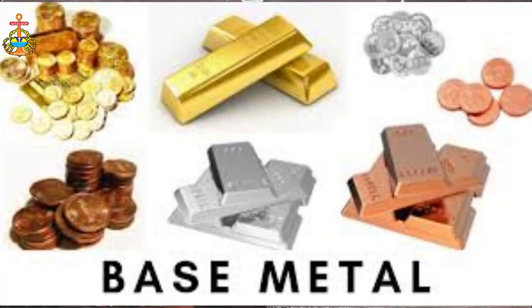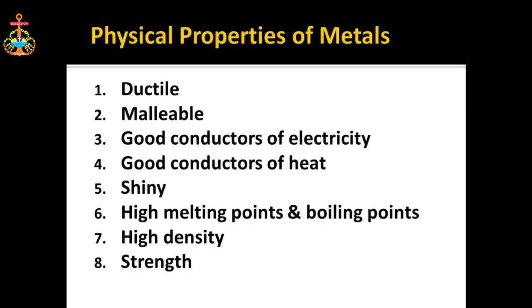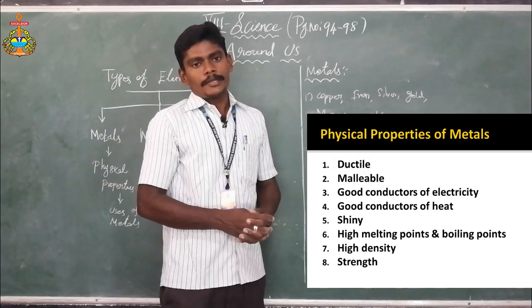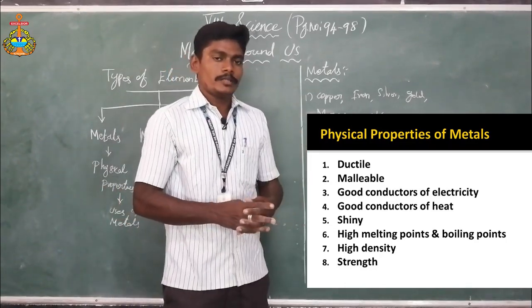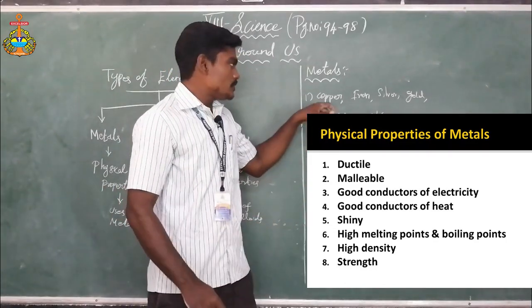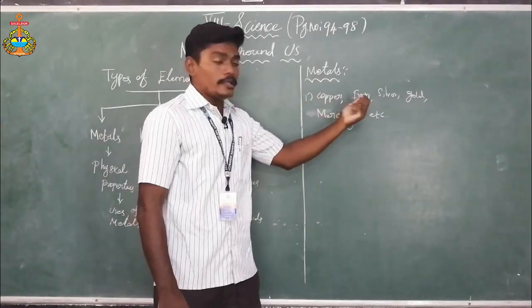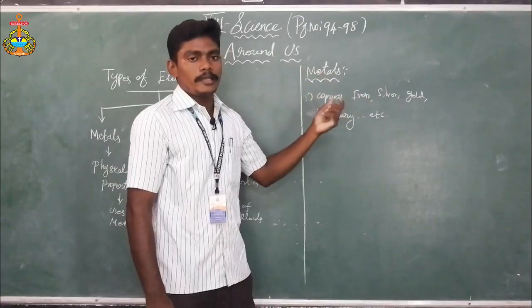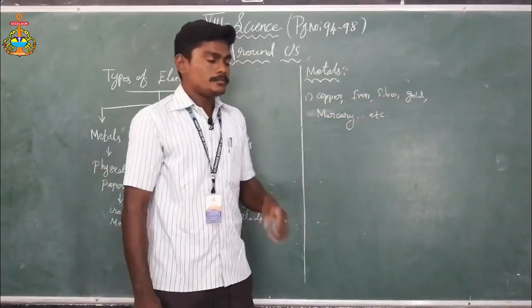These kinds of metals are used in our daily life. Commonly, metals have some physical properties. The first one is that metals are very hard. Copper is a hard material, iron is also a hard material, and silver is also a hard one.